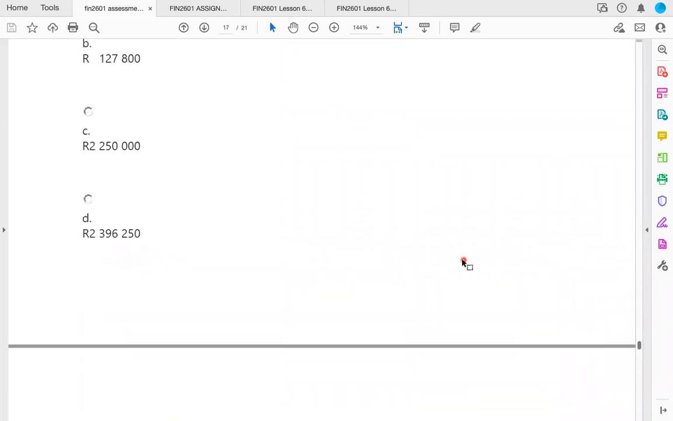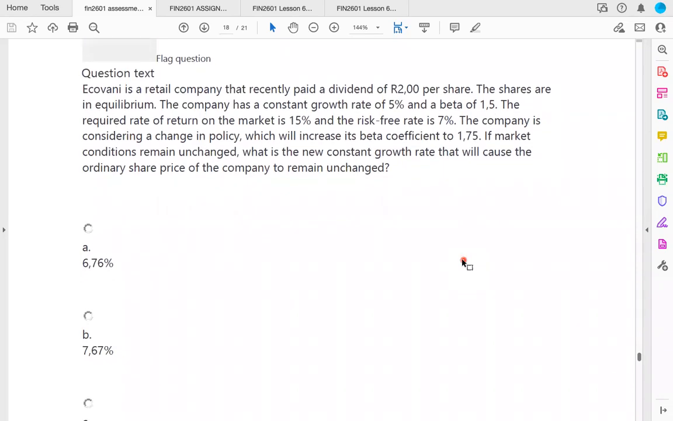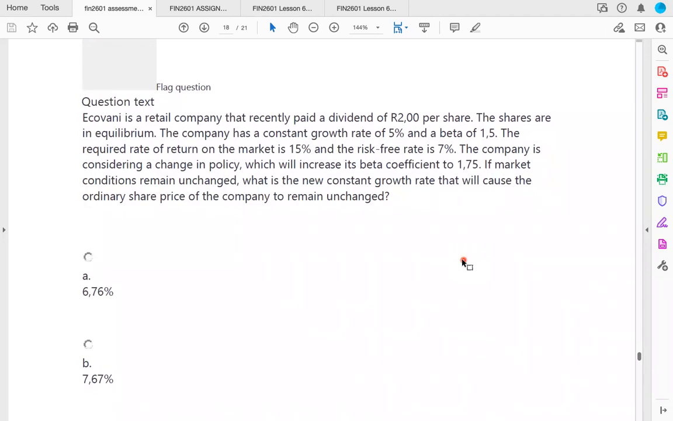Okay, so the next question we want to look at, we've just looked at question 17. Let's look at question 18. Ecovani is a retail company that recently paid a dividend of 2 Rand. The shares are in equilibrium. The company has a constant growth rate of 5% and a beta of 1.5. The company's required return on the market is 15% and the risk-free rate is 7%. The company is considering a change in policy, which should increase its beta coefficient to 1.75. If market conditions remain unchanged, what is the new constant growth rate that will cause the price of the ordinary share of the company to remain unchanged?